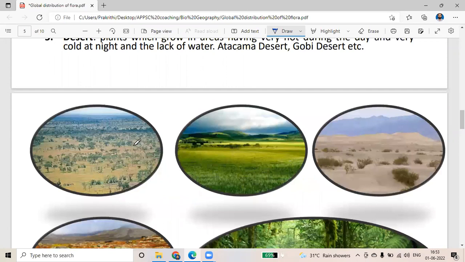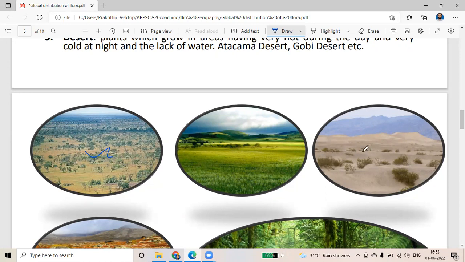If you look, this is actually the savanna climate, savanna vegetation. You can see plant trees, and in between you can see dry, almost dry grasses. So there, water is less. But instead, if you look at the grasslands, in the whole area you can see wide areas of grasses.